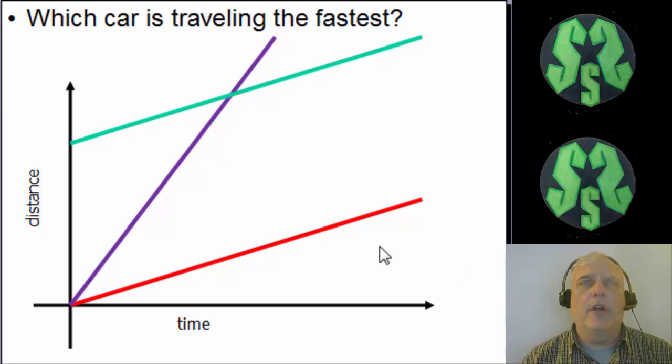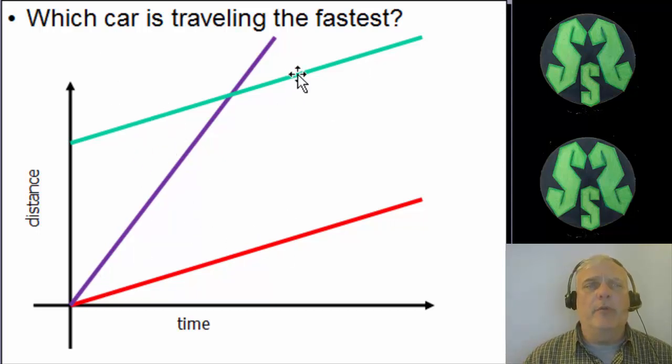Here we have three different cars. We have the green car here, the purple car here, the red car here. Which car is traveling the fastest? Remember again, the speed of the car is determined by the slope of the line. This line has a greater slope. It's more towards the vertical than both the green and the red. In fact, the green and the red both have the same slope. So we're going to say that the purple car is the fastest. It's changing the most distance in the amount of time.